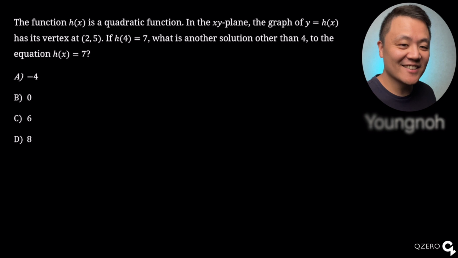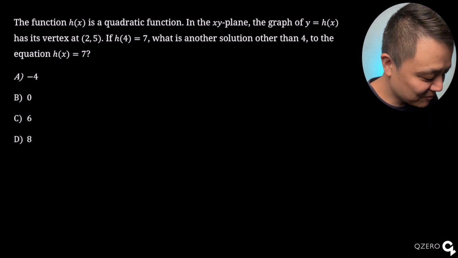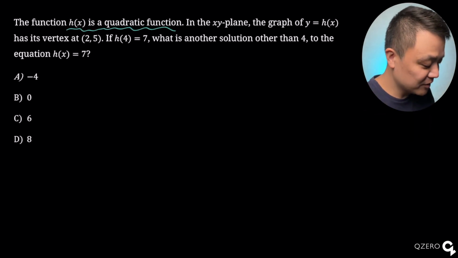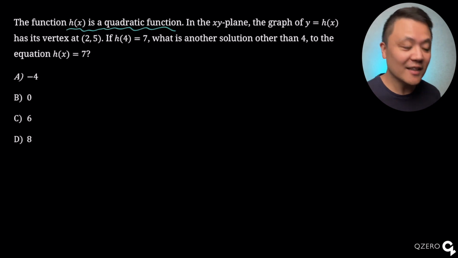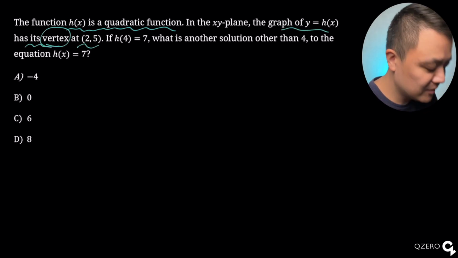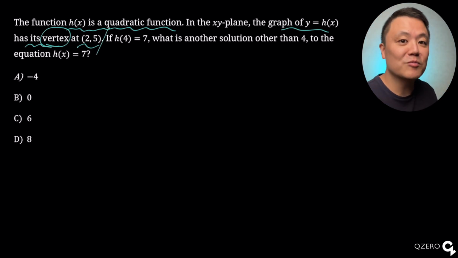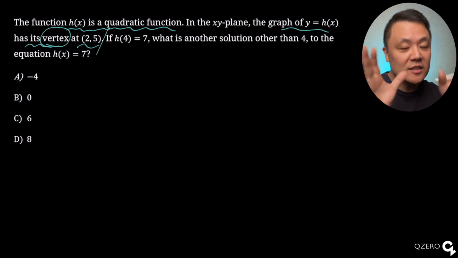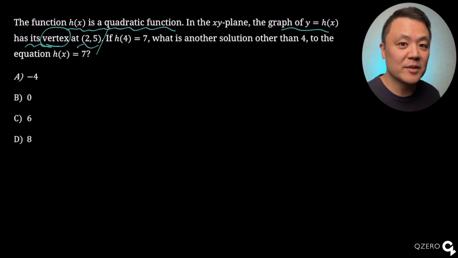Let's solve this question. On this question, we have a quadratic function whose graph is a parabola. The graph of it has vertex point at (2, 5). But the thing is, we don't know whether the parabola is supposed to open upward or downward. We just know where the vertex is.